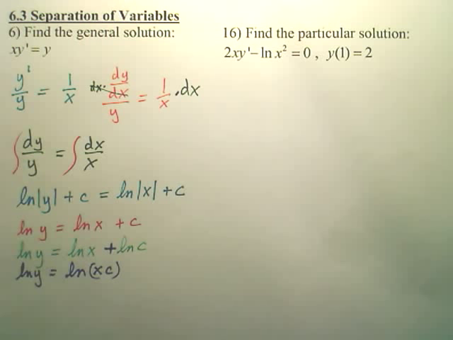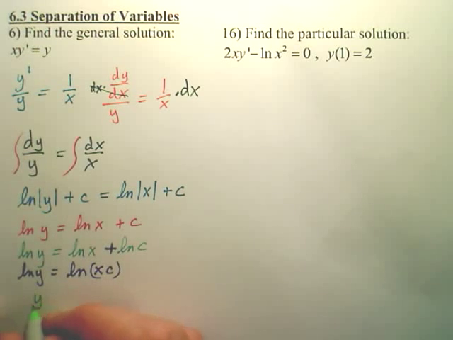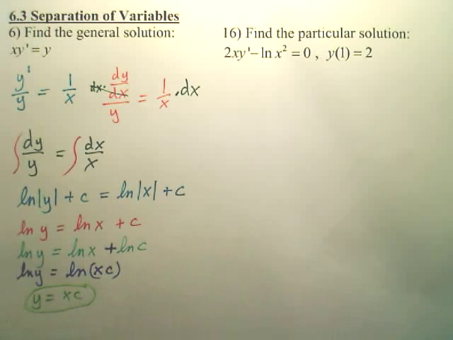And from there, now if this is ln y and this is ln x c, can we just drop the ln's since they're both ln's? There's a property where you can do that. Basically, you exponentiate both sides. So I now have y equals xc. There's my answer.